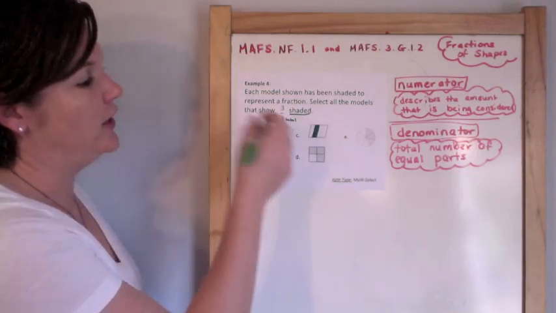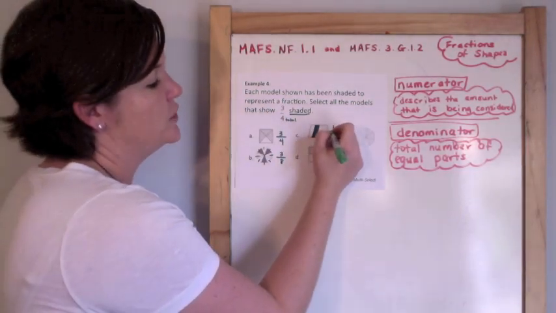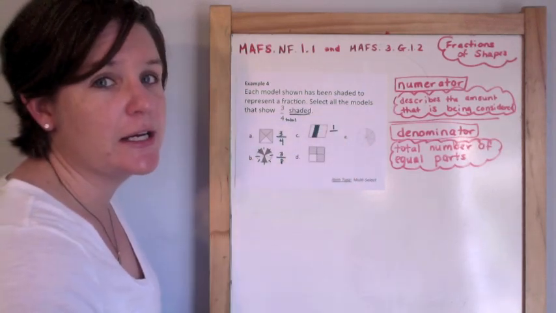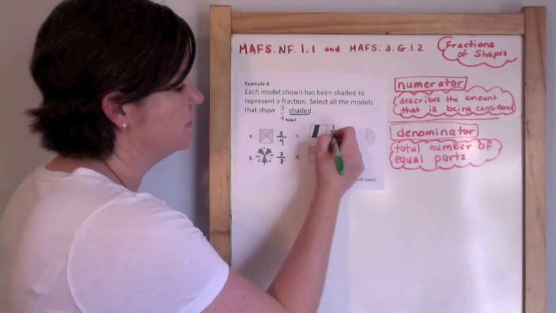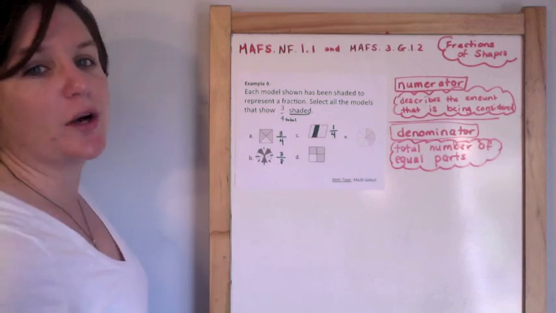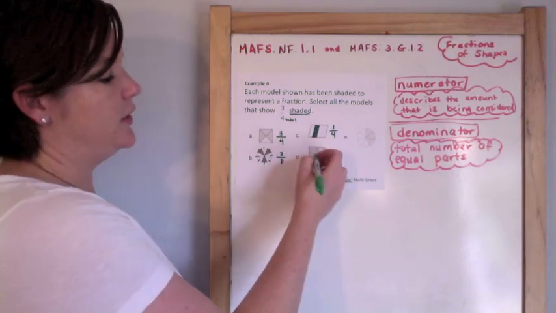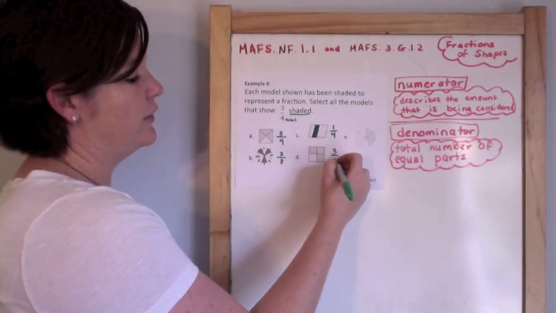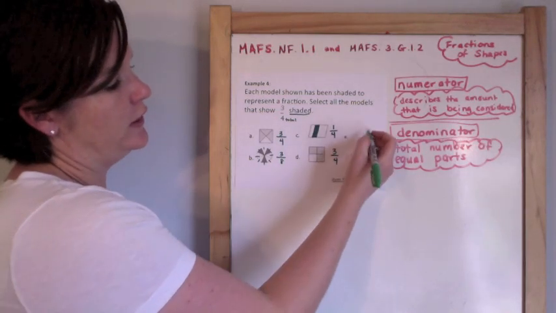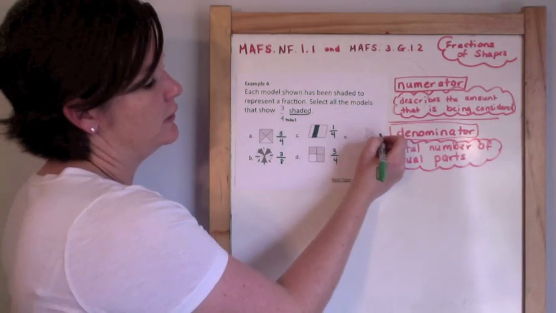Here, all right, so this one is 1 shaded out of how many? I heard you. 4. Not 1 out of 3. There's 4 total. Here we have 3 shaded out of 4. Here we have 1, 2, 3 shaded.